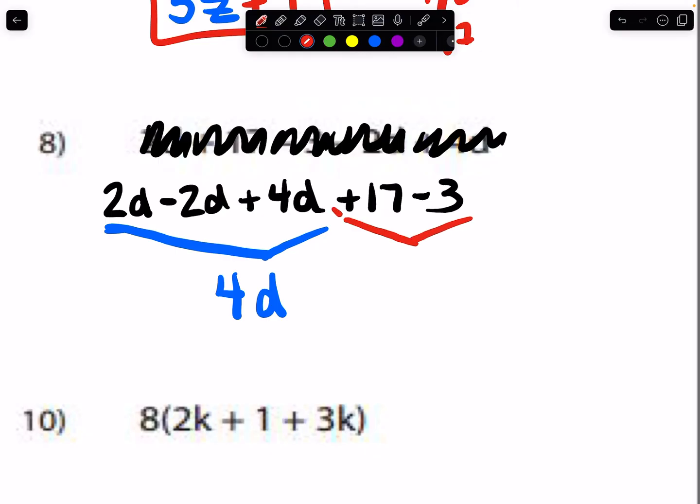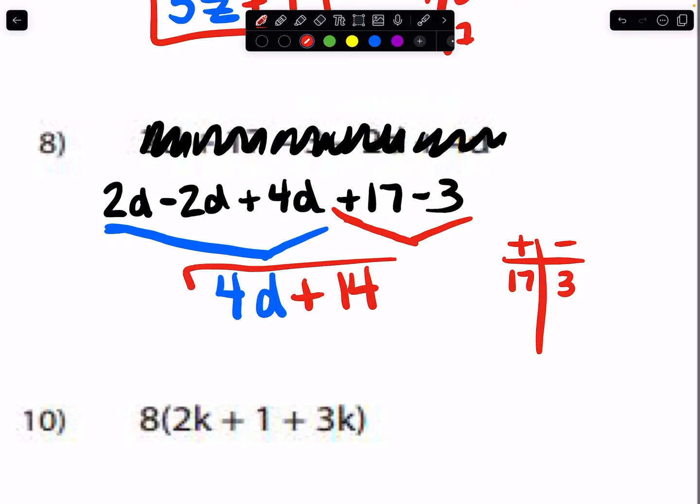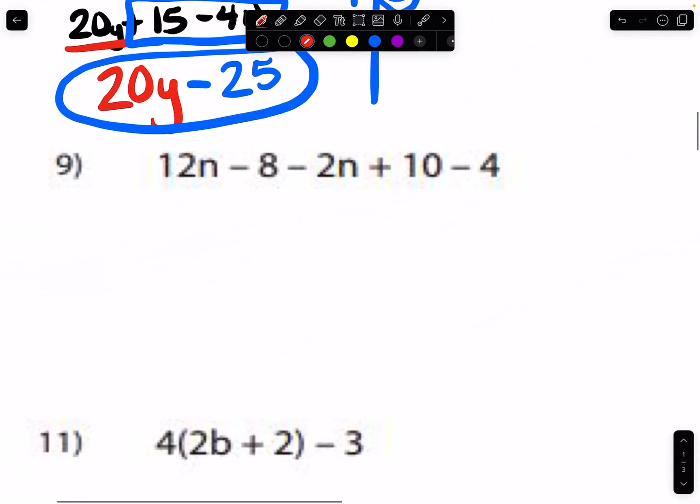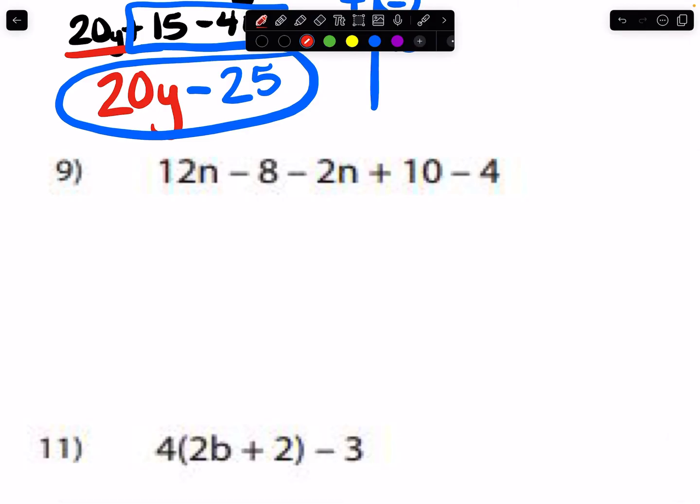17 minus 3 can go together. Positive team, negative team, 17, 3. The team that wins is the positive team. By how much? 14. Did you get it right? Excellent. Now we're going to go to number 9. Same situation. Push pause, come back and see if you've got it right.